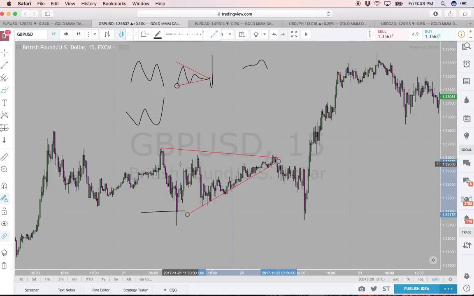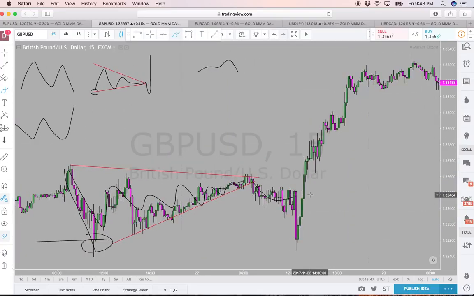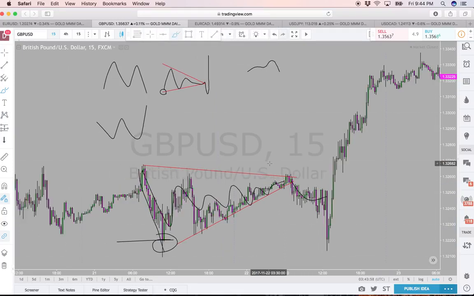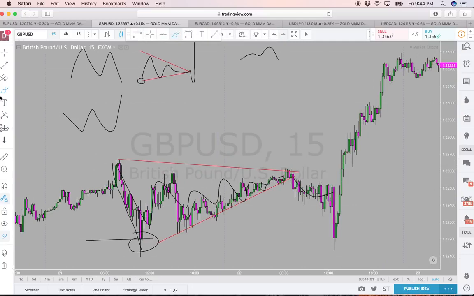Wedge formation pattern, and here's that low. The low was created here, and here's that wedge formation that started, and then the second leg, the breakout, right? The breakout of this wedge is what creates that second leg. A lot of times it actually happens instantly like this. A lot of times it won't consolidate here for this long, but that is just a different variation of our signature trade.